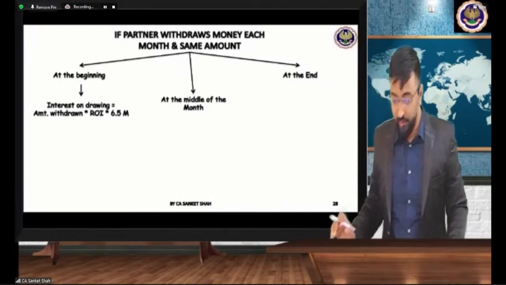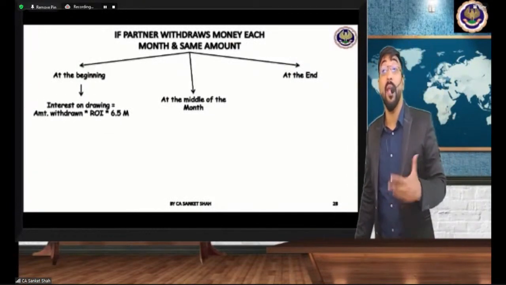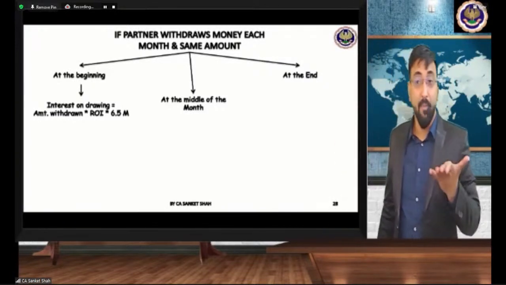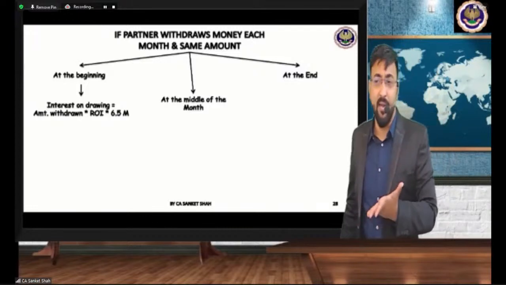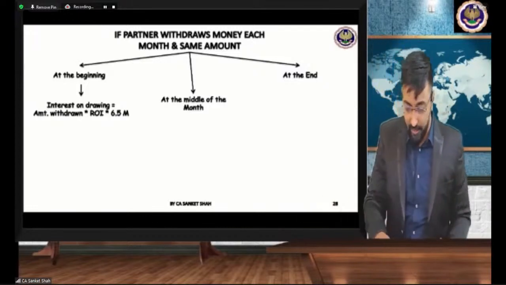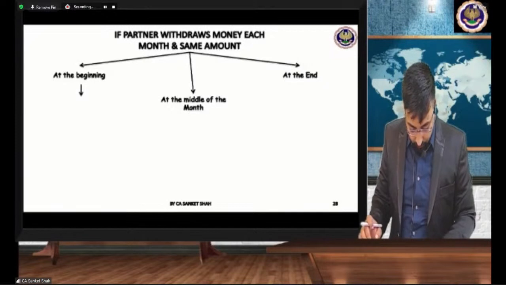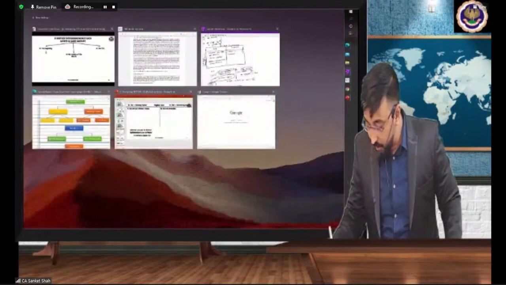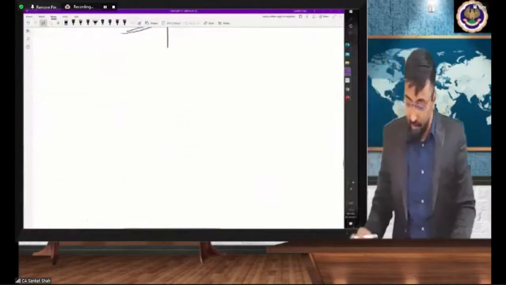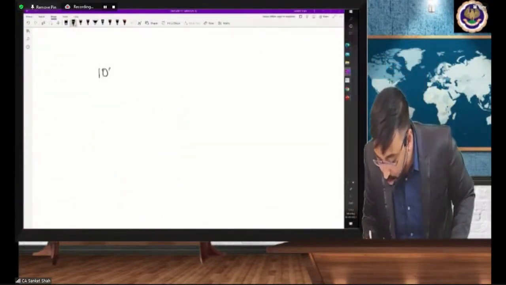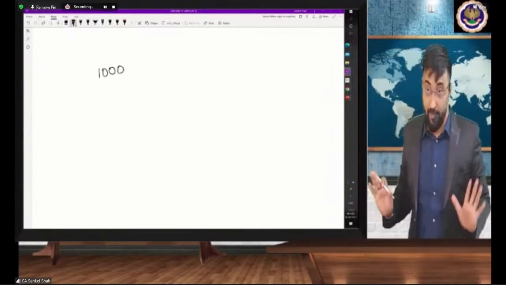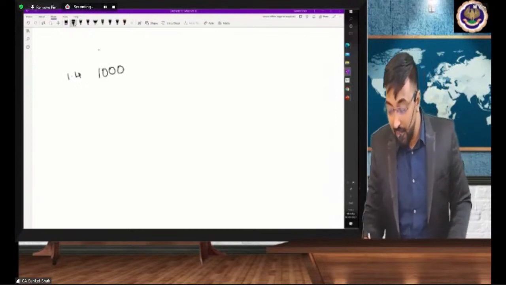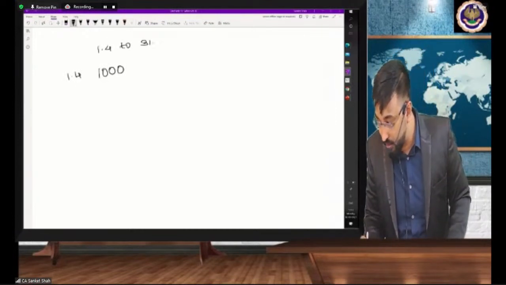Wait. Okay. So suppose a partner is withdrawing the same amount every month, at the beginning, at the middle, and at the end. I'm going to give you one shortcut for that. You don't have to calculate it. Remember, by using another technique. For example, suppose I'm withdrawing 1,000 rupees per month from 1st March. Our year begins on 1st April and ends on 31st March.